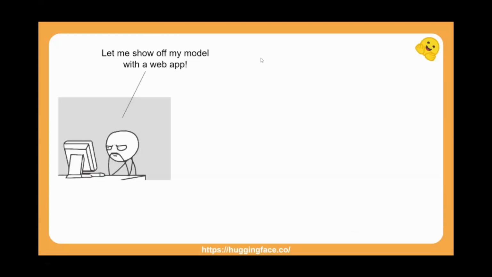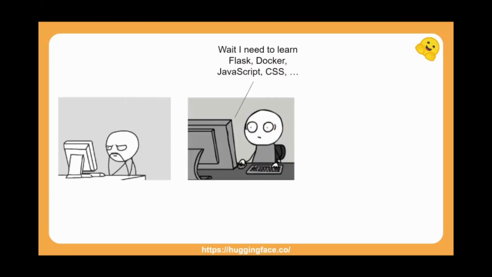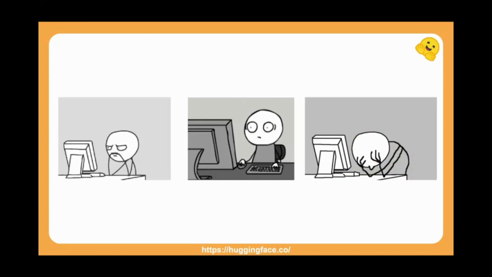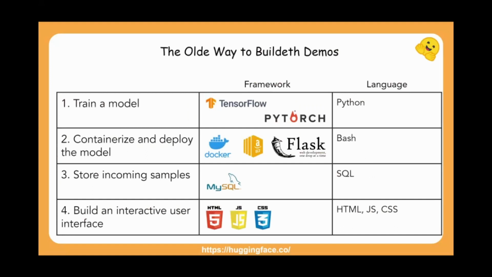Okay, so a lot of times when I've talked to people about building machine learning demos, what I hear is, I was interested in building a demo, but then I realized I've got to learn all of these different things, Flask, Docker, these web scripting languages, and then it's like, I'm good, I actually don't need a demo. And it's true, the traditional old way to build a machine learning demo required you to know not just a lot of different frameworks, but a lot of different languages, right? You needed to know Python to train the machine learning model, but then maybe SQL to store the data coming in, some web scripting stuff.